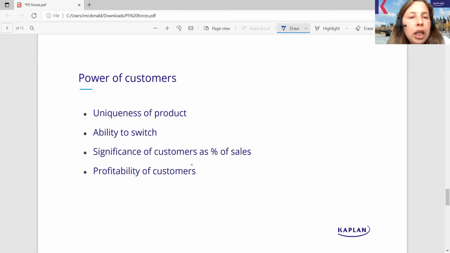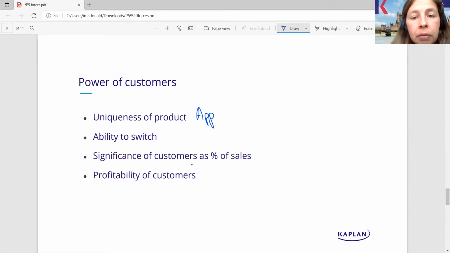If the product is unique, it's going to be difficult for customers to demand a discount. For example, we all are familiar with Apple products, and we know that they are pricey because Apple has got a strong brand. Many customers want to have an Apple phone, an Apple tablet, or an Apple Watch. And as this product is unique, companies are able to charge customers more.